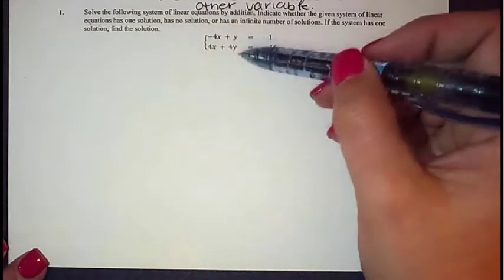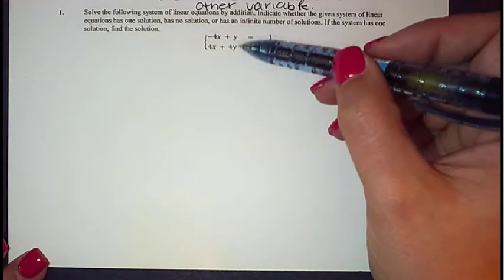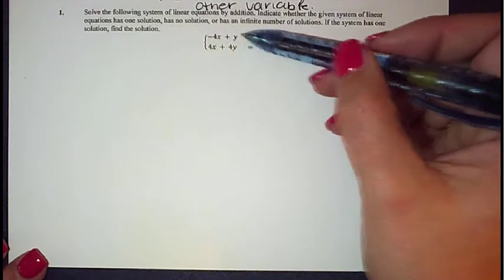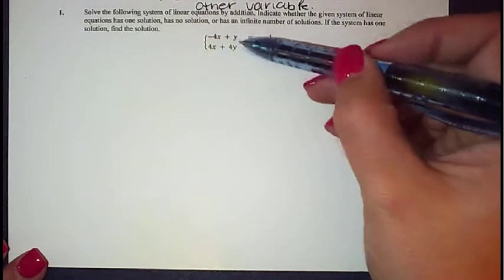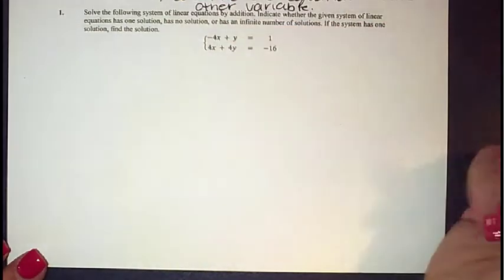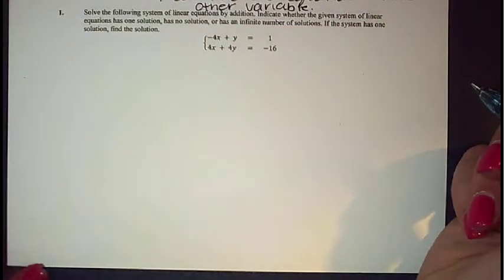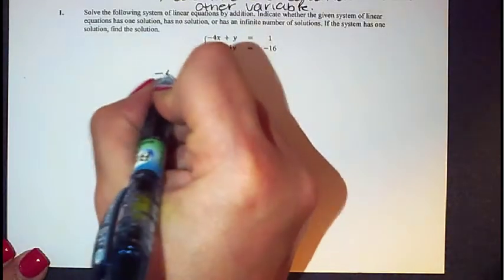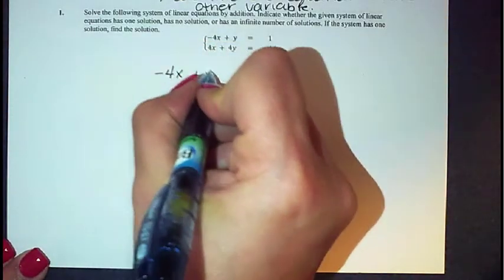We could use the y's. The LCM between the y's would be 4. I'd just want to multiply this one by negative 4 so that my y's would be opposite of each other. But like I said, my x's are already there. I don't really want to reinvent the wheel. So let's just go ahead and say we're going to eliminate our x's.